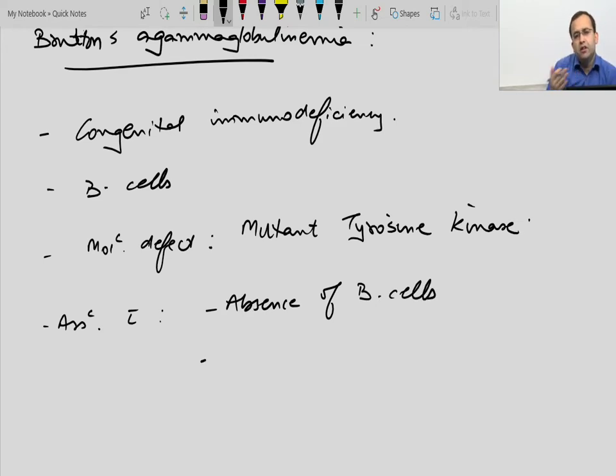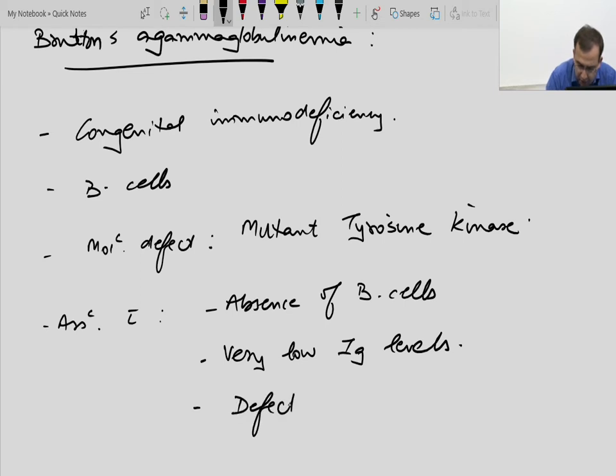B cells in turn lead to the synthesis of immunoglobulins. So there are very low immunoglobulin levels, in turn leading to defective opsonization. This is Bruton's agammaglobulinemia. So if you just know that it is a congenital immunodeficiency of the B cells with absence of B cells, this in turn has very low immunoglobulin levels and defective opsonization.